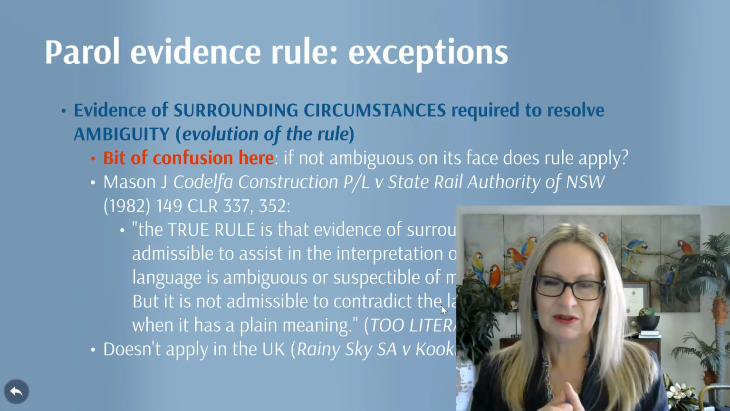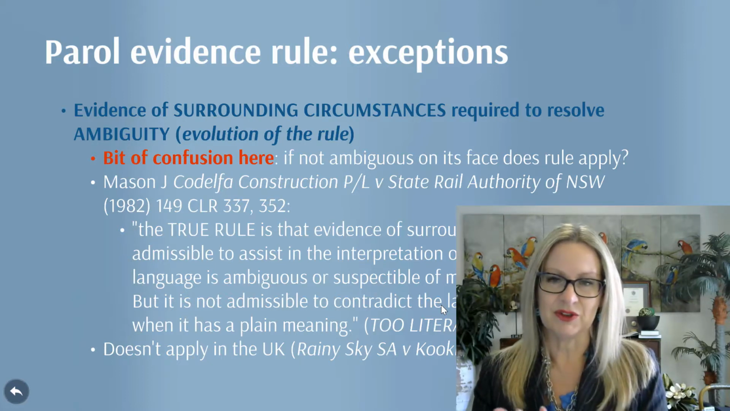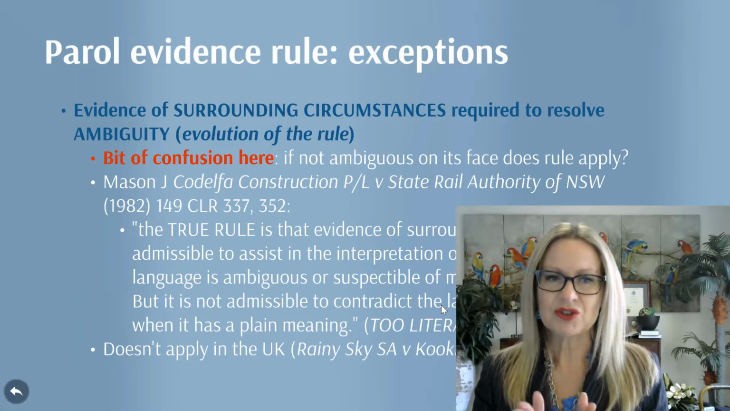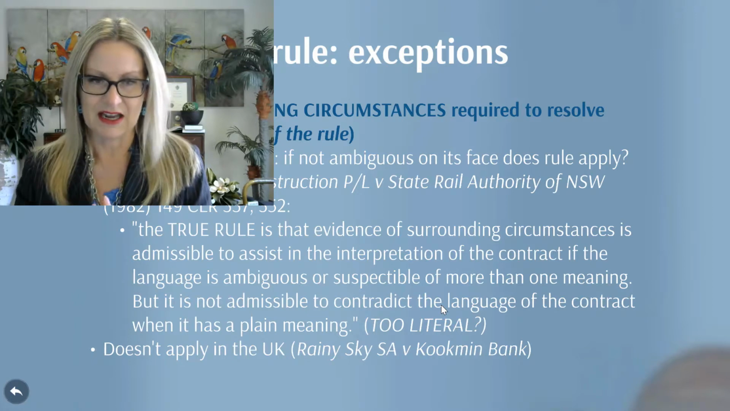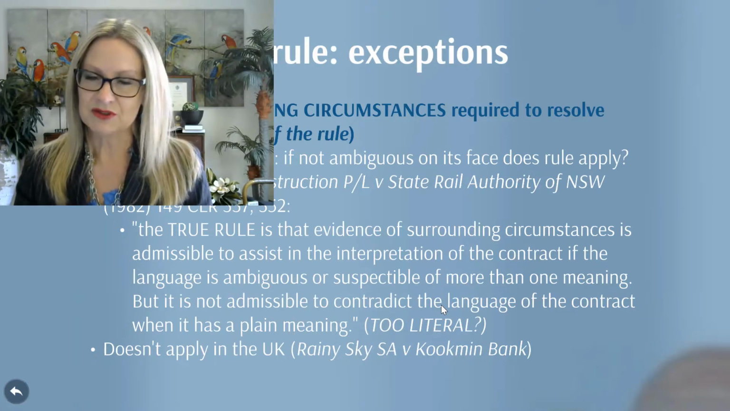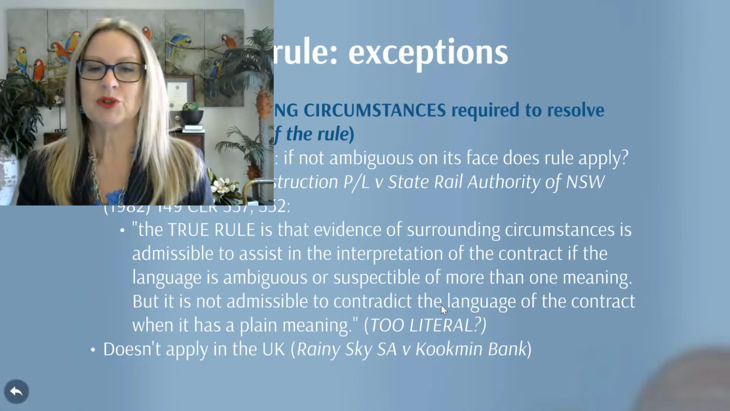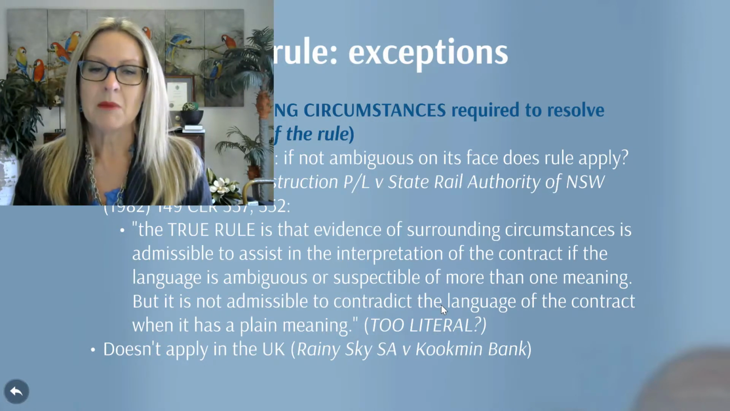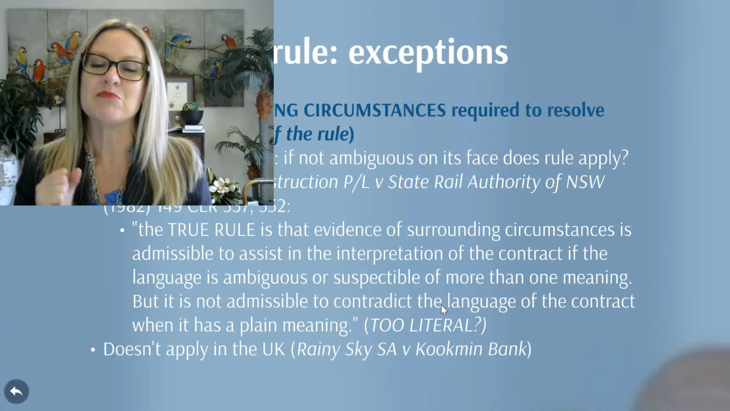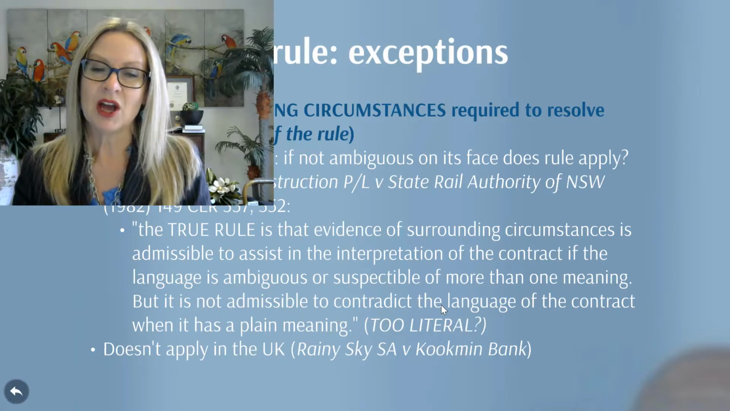So good old Justice Mason in Codelfa Constructions tried to tighten up things. And he said in that case, the true rule is that evidence of surrounding circumstances is admissible to assist in the interpretation of the contract if the language is ambiguous or susceptible of more than one meaning. But it's not admissible to contradict the language of the contract when it has a plain meaning.